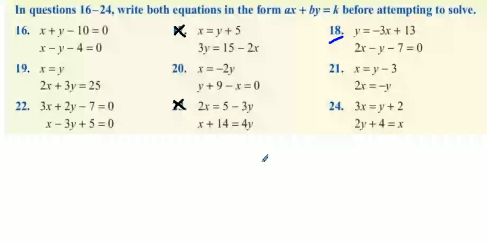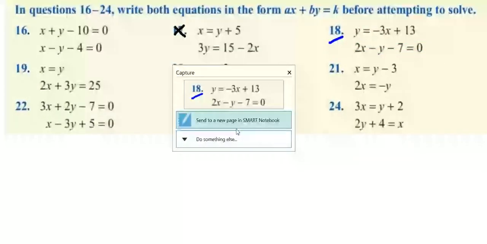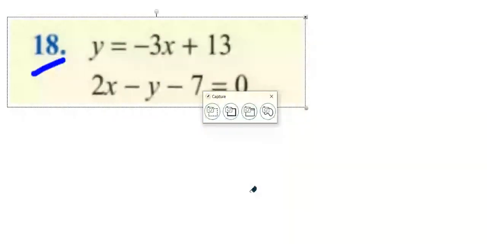Now, most simultaneous equations have an x first, a y second, an equals sign, and then some number over the other side. So if we take question 18, for example, we'll grab this one here and bring it to the next page, and let's have a look at 18 on its own.